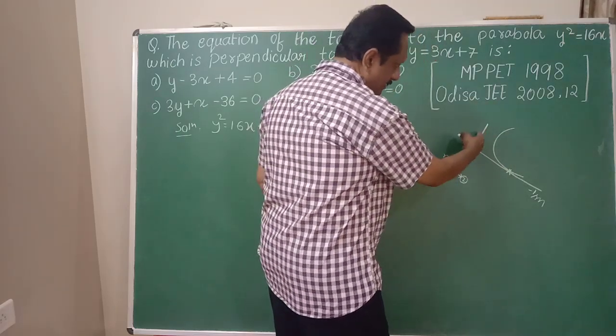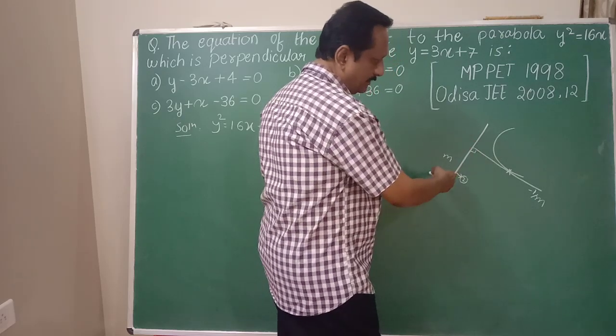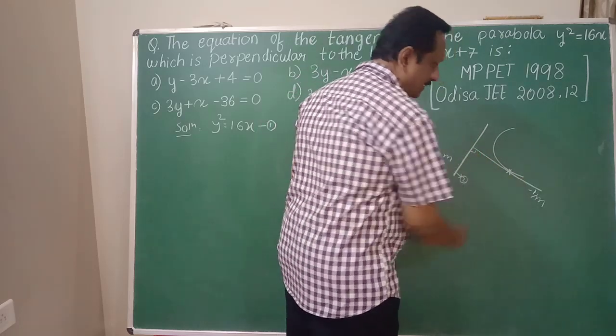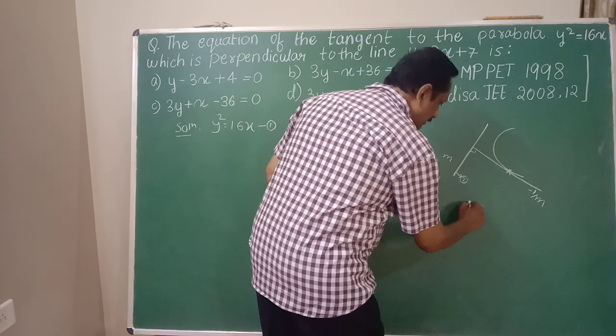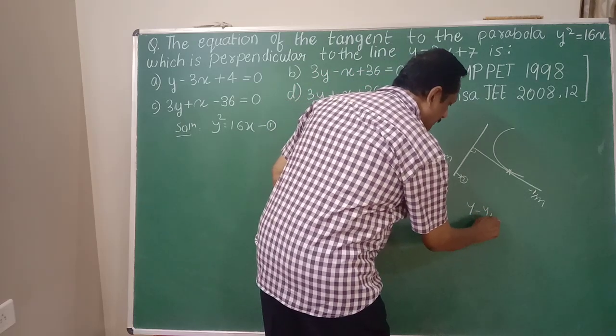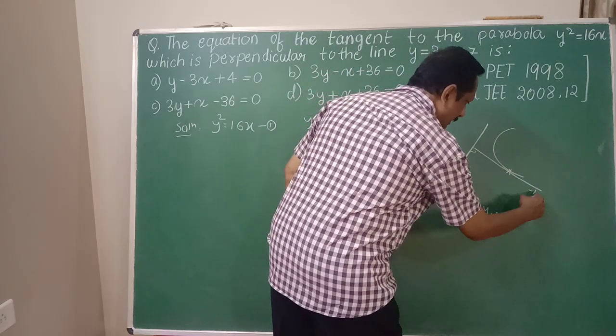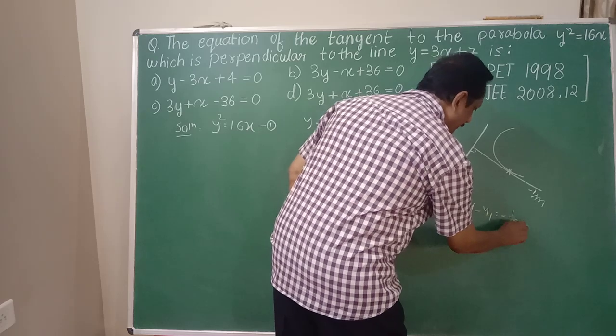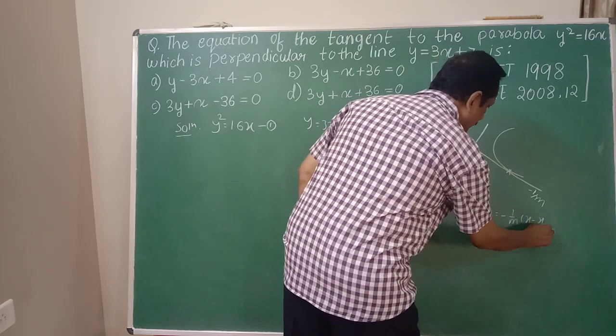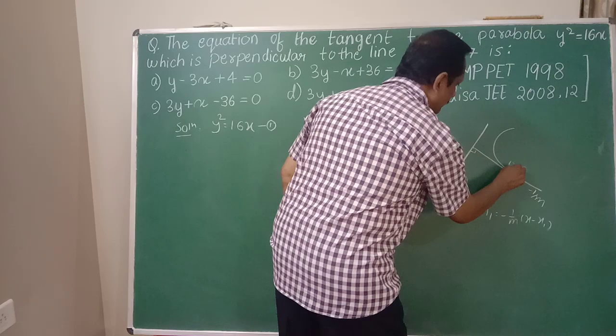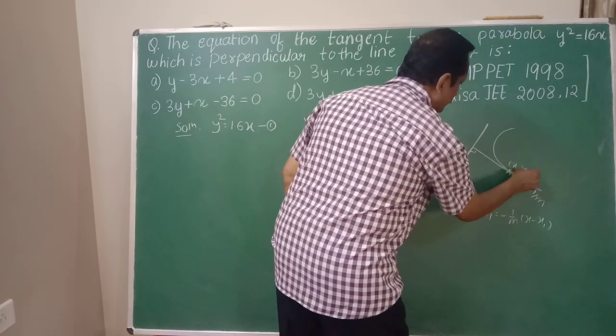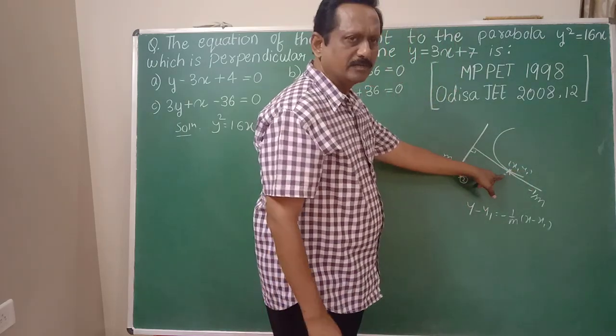Then find the slope of this line, then write the slope of this tangent. Then you can use the formula y minus y1 is equal to minus 1 upon m into bracket x minus x1. Here this point is x1, y1.